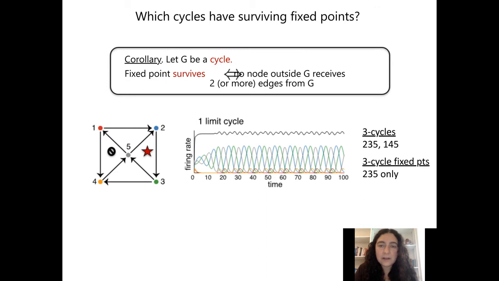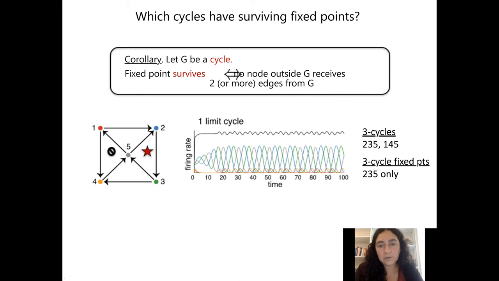So the corollary is that if G is a cycle, your fixed point corresponding to it survives if and only if no node outside G receives 2 or more edges from G. So what does that really mean? Here's an example graph on the left where you have 5 nodes and a couple of 3-cycles embedded in the graph. 2, 3, 5 is a 3-cycle and 1, 4, 5 is a 3-cycle.